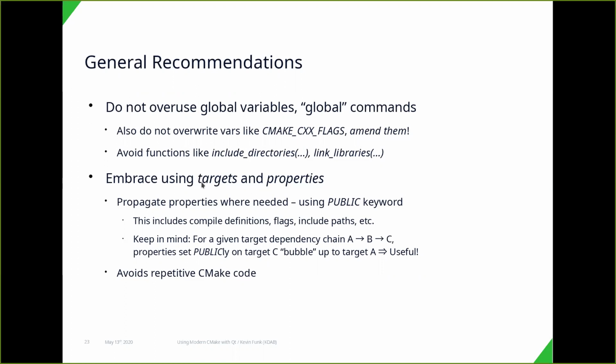Right. Embrace using targets and properties. So don't use global variables. Instead, attach properties to targets, like compile flags, compile definitions, include paths, and so on. And make sure they propagate where needed. So in case you want include paths to propagate to users of your library, use the PUBLIC keyword when setting properties on a target. And if you don't want to do it, you use the PRIVATE keyword. All of this, in fact, helps to avoid repetitive CMake code.